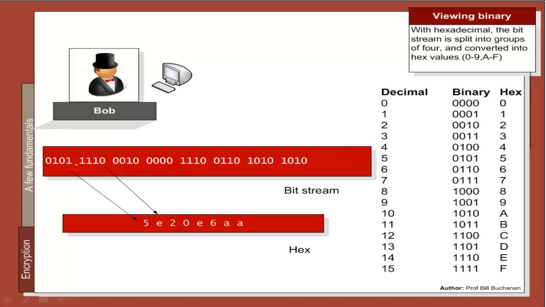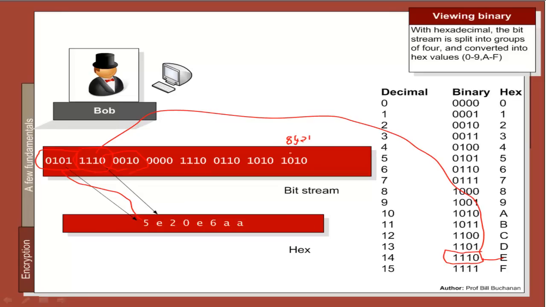With hex, we split up our stream and take 4 bits at a time and convert it to an equivalent hex character. So we can see in this case we have the value of 11111110, which is an E. Here we have a value of 2, so we have 1s, 2s, 4s and 8s. So in this case we have a 2 and an 8, which is 10. 10 corresponds to this one here, which is an A.